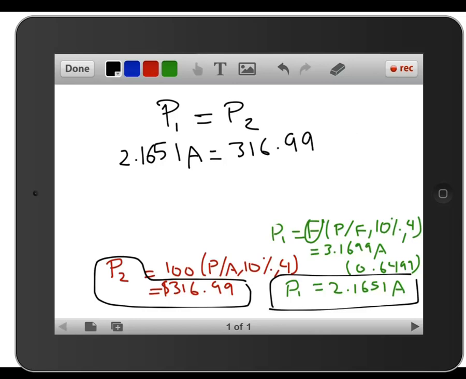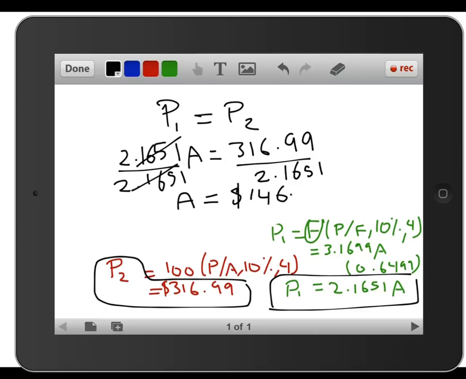316.99. If we divide both sides by 2.1651 to get rid of it, then this one will go, and A will equal the division of 316.99 by 2.1651, and that will equal to $146.41, and that will be the annuity.